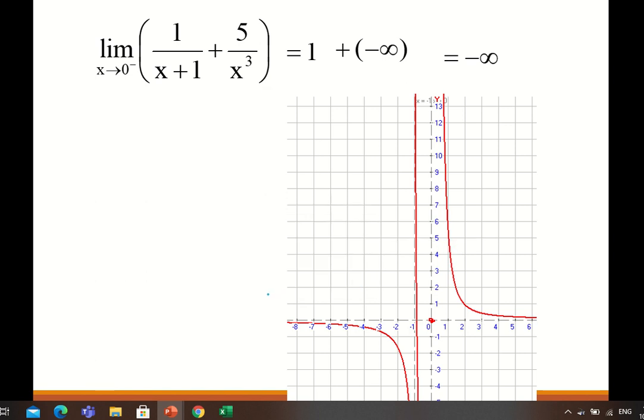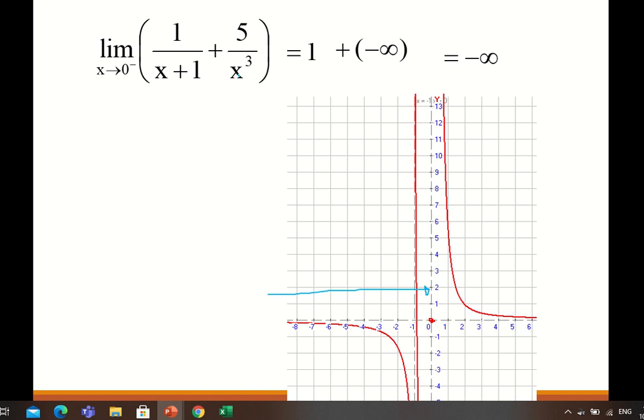Our x takes the values from the left towards x equal to 0. x equal to 0 is the y-axis. So it can take these negative values here. If you substitute negative values here, and it reaches 0 already, we have 1 divided by 0 plus 1, so that is 1 over 1, which is equivalent to 1.